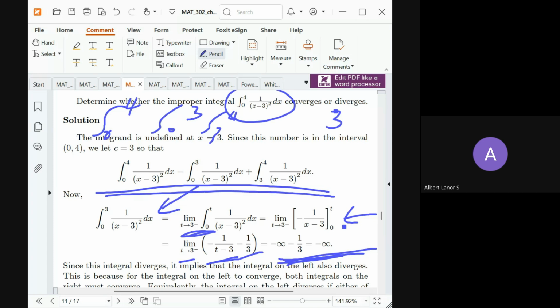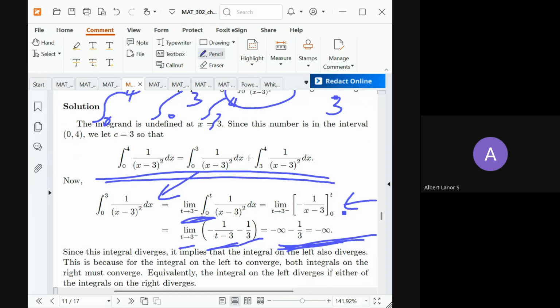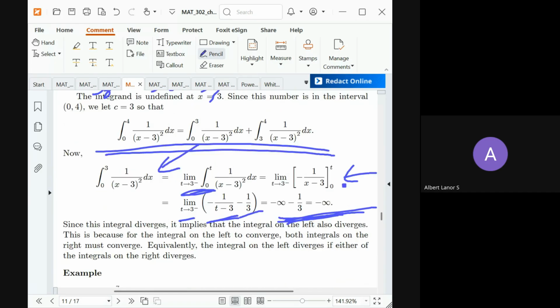So clearly, you don't even need to continue, because once the first one diverges, you still conclude that it will diverge even if you do the second one. So with this, it's enough to say that the function would diverge. Now, since this integration diverges, it implies that the integral on the left also diverges.